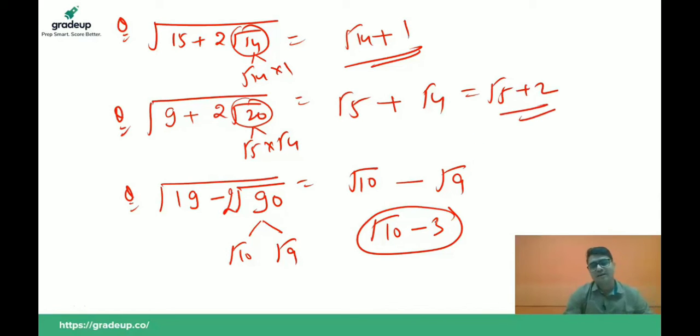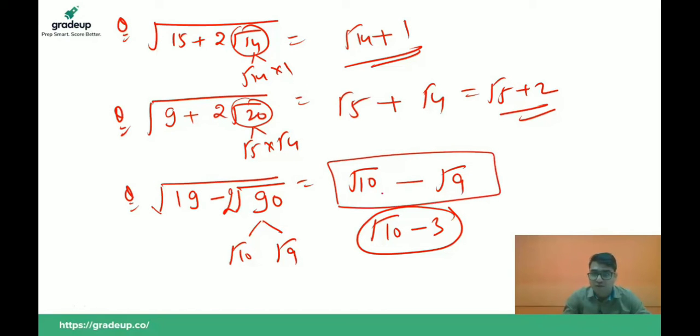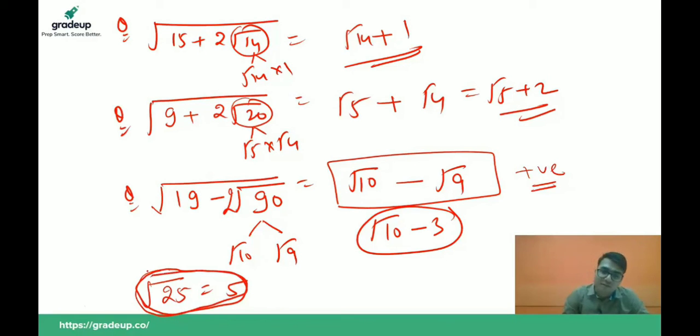Alright guys. But one thing you need to understand, this answer can be root 9 minus root 10. But you cannot take this. Always remember, you have to take the positive value after squaring. Because always remember, root 25 is equal to 5. So, the square root of any positive number will definitely be a positive number. Okay. So, you have to take this in positive.